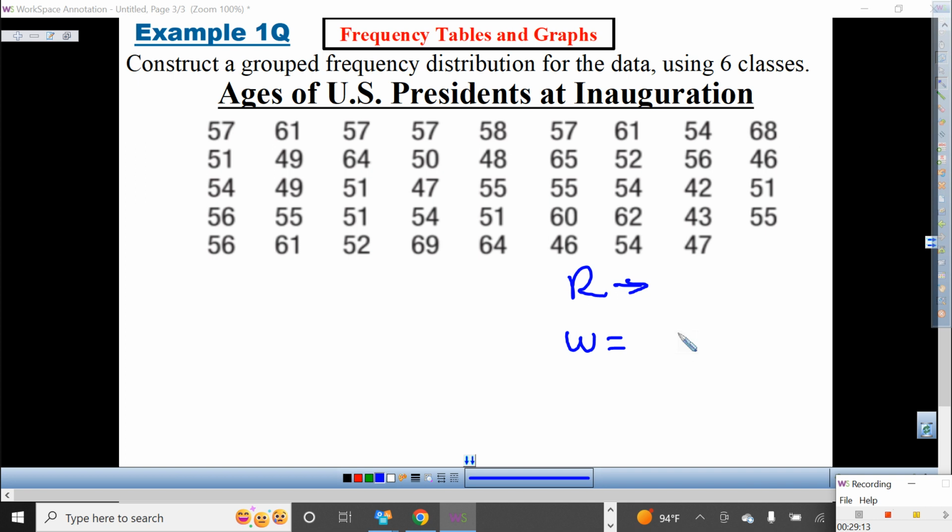Would you help me with the range, please? Melissa, what'd you get? 27. Hands if you got that. That is correct. That's 69 minus 42. All right. Now that we have that, tell your neighbor how to find the width of the classes.